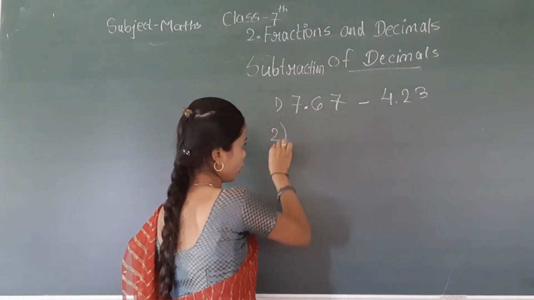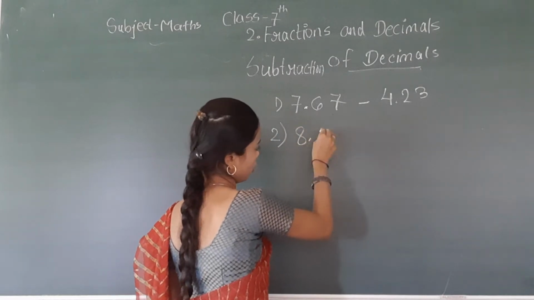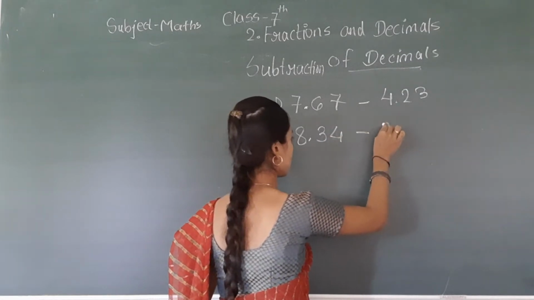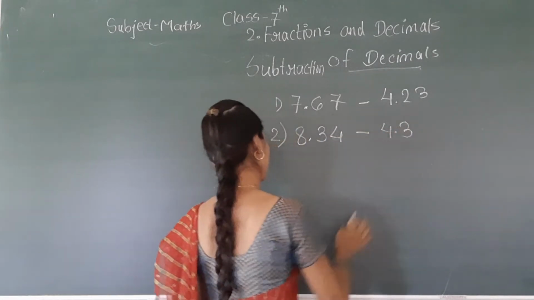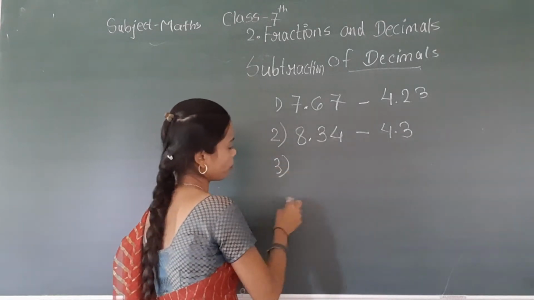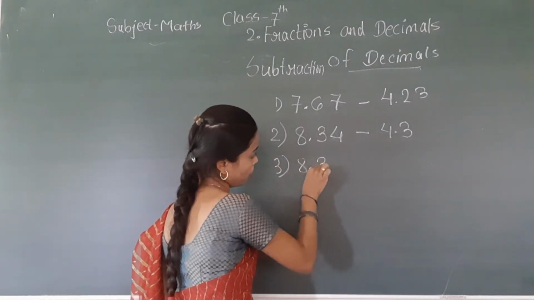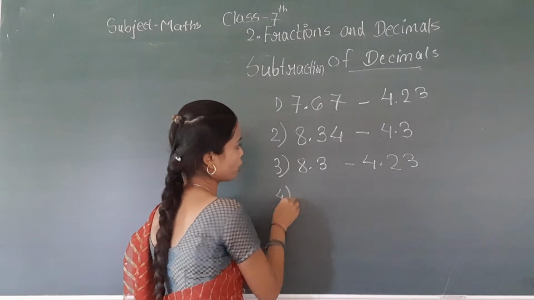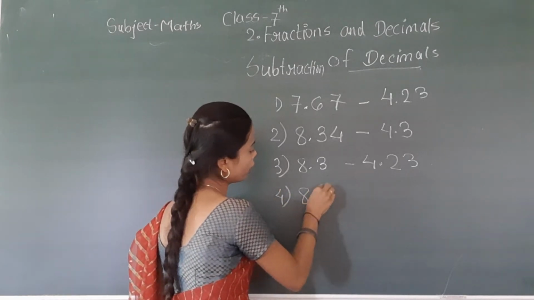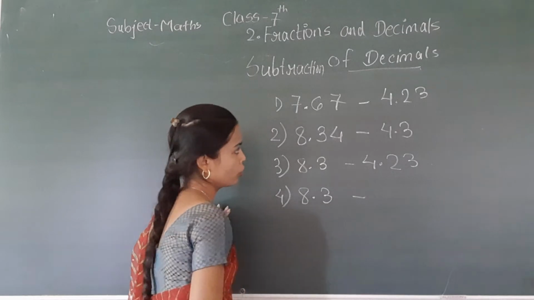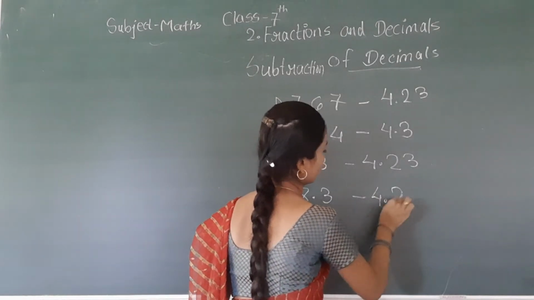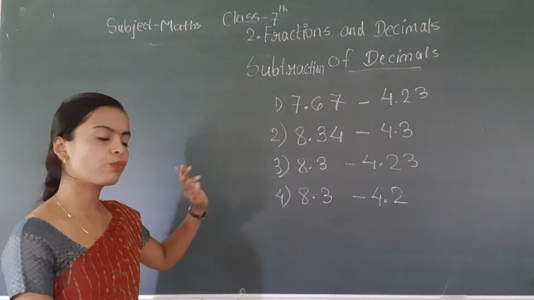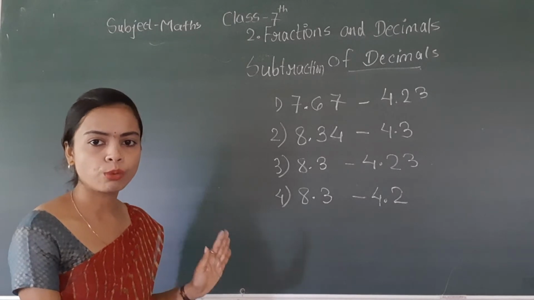Your second question is 8.30. Your third question is 8.3 minus 4.23. Okay, and your fourth question is 8.3 minus 4.2. Okay, these are your four types of questions. I will tell you different types so that you can understand how to subtract them.